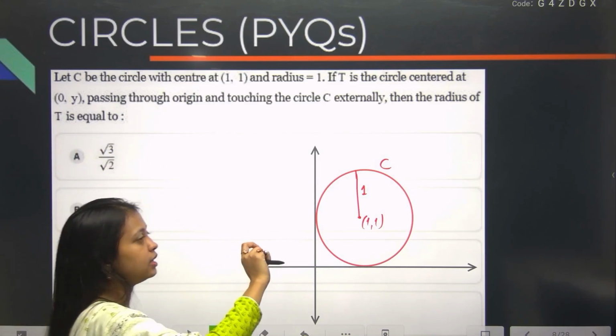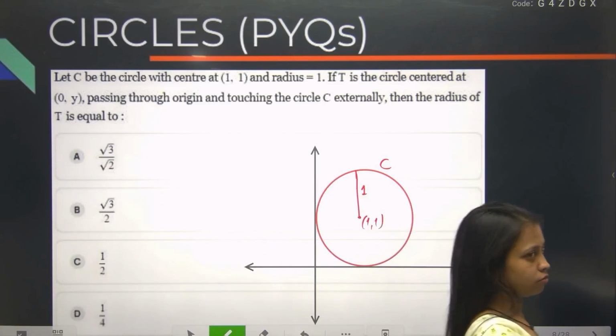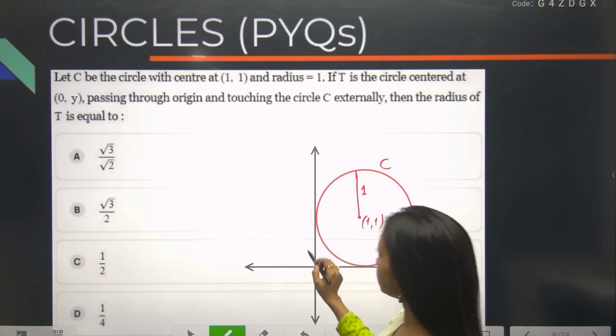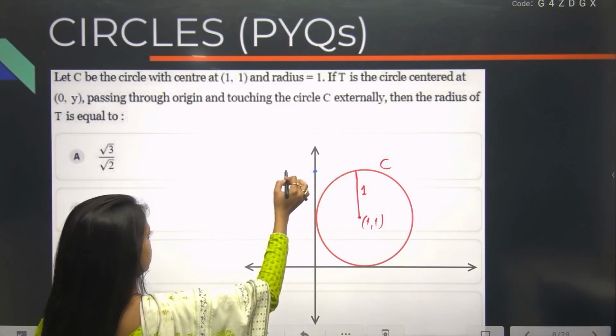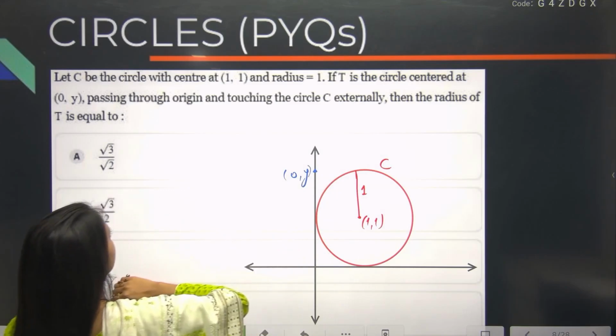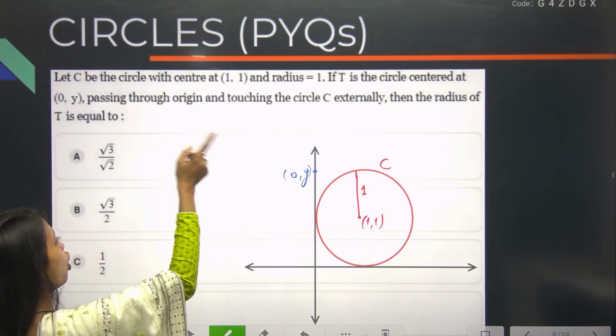centered at 0 comma y. That means the center is on the y-axis. Okay, so it can be anywhere on the y-axis. Maybe let's say this. This is 0 comma y. Passes through the origin. Okay.